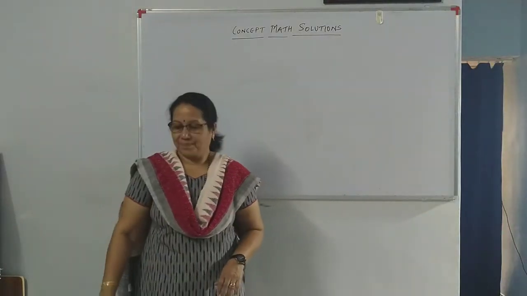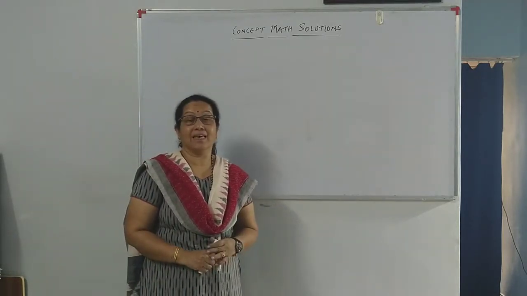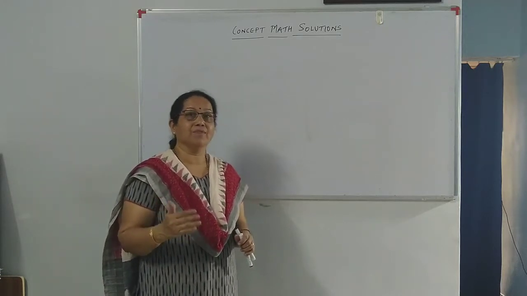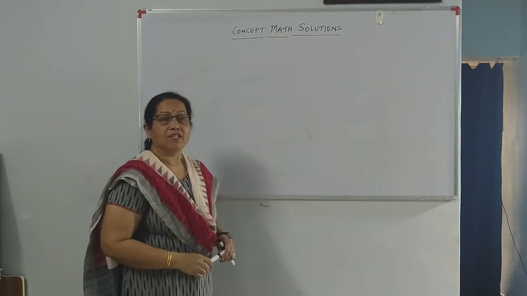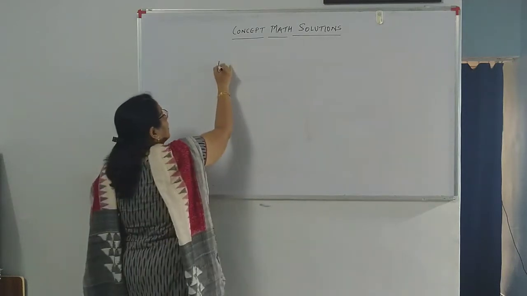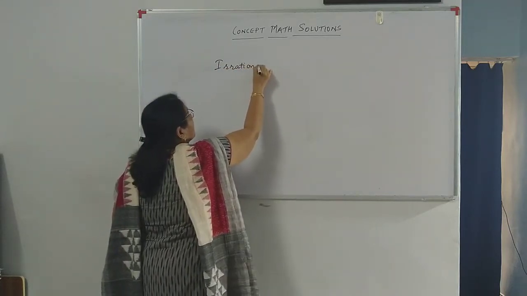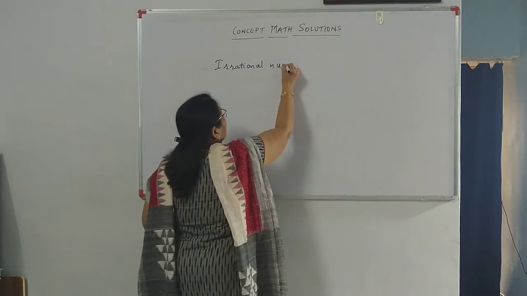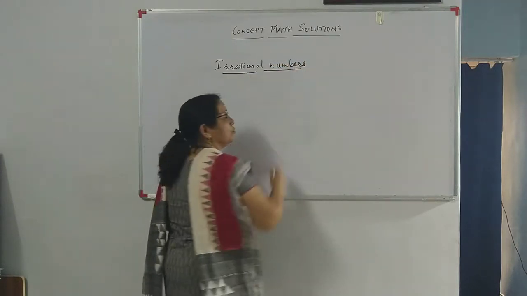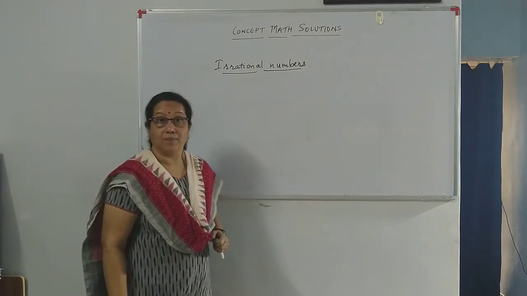Hello everyone. Today we are going to work on irrational numbers again. We are going to work and study some of the simplifications, which are a very important part of working on irrational numbers. We all understand root 2, root 3, root 5, root 7, they are all irrational numbers.